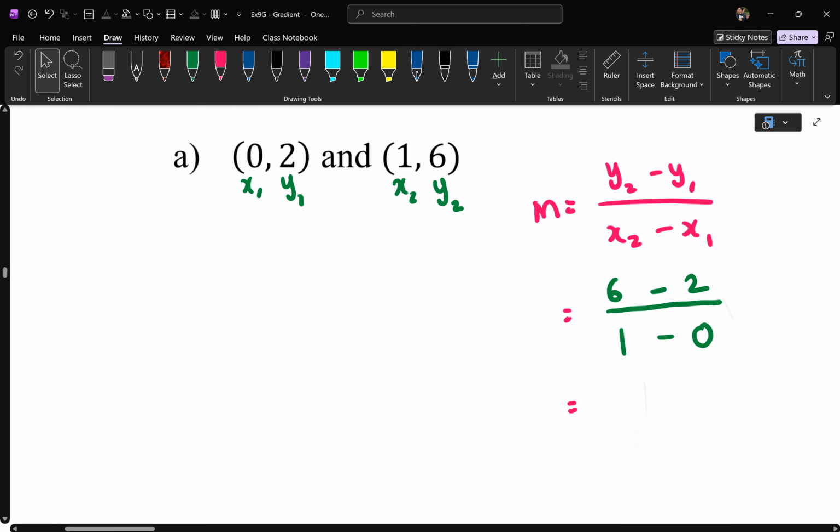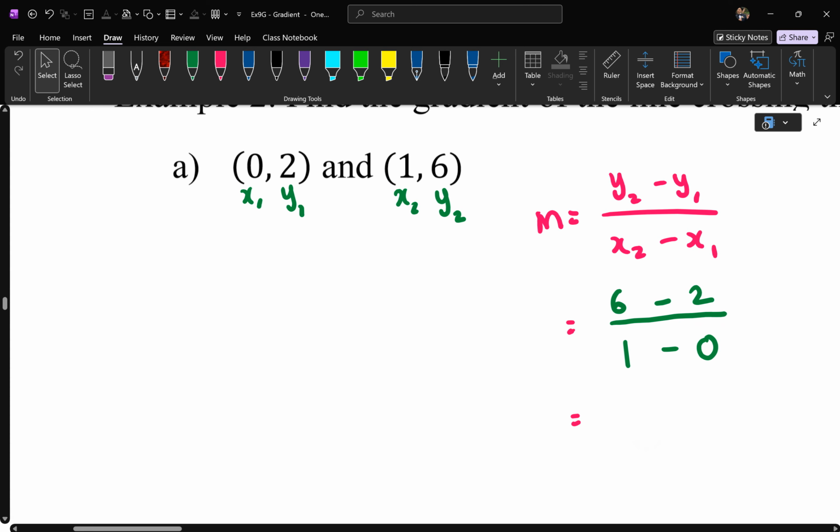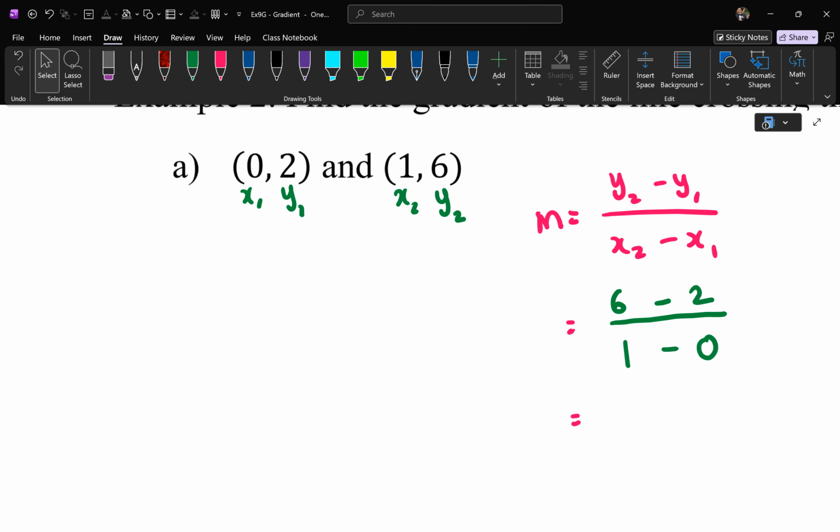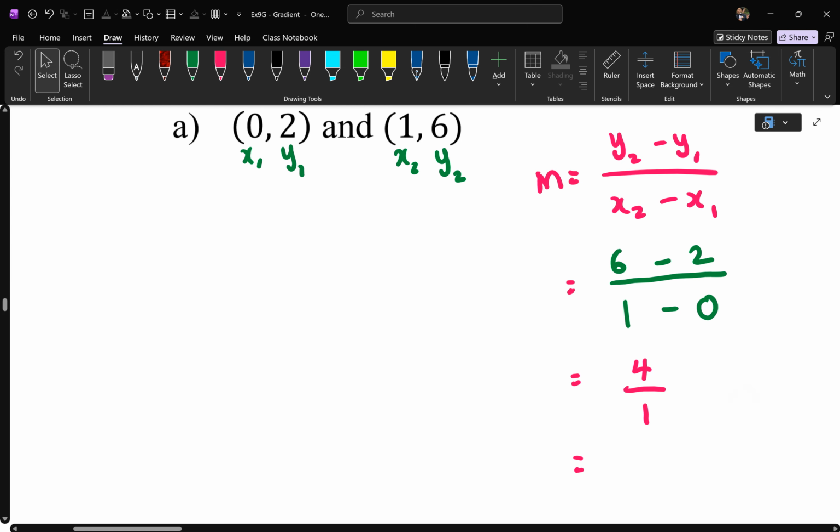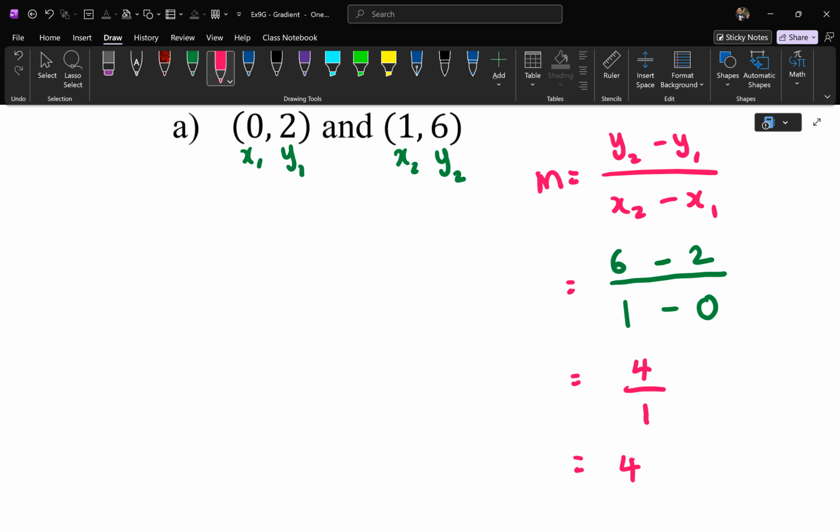Next bit. Now that you plot them all in, remember the labeling doesn't matter. You can call which one first point and second point. Doesn't matter, right? Once you call them the first point, that's x1, y1. If you call that the second one, that's x2, y2. Doesn't matter, yeah? Now let's calculate. 6 take away 2 is 4. 1 take away 0 is 1. And 4 divided by 1 is 4. So the gradient of the line that passes through 0, 2, and 1, 6 has to be 4.